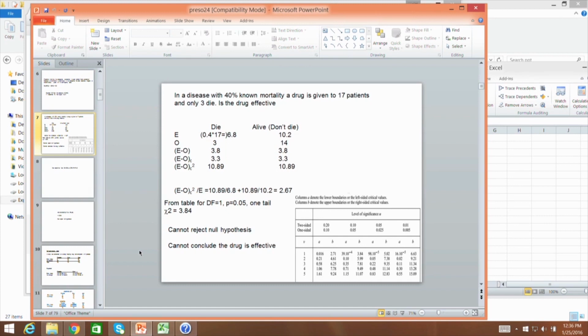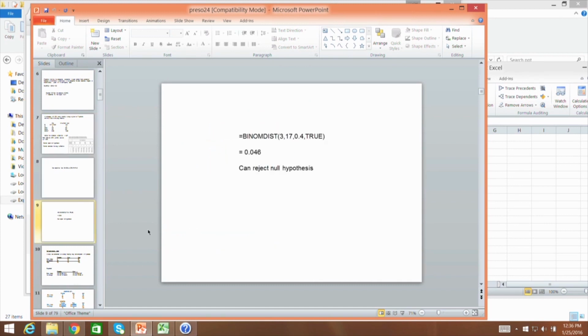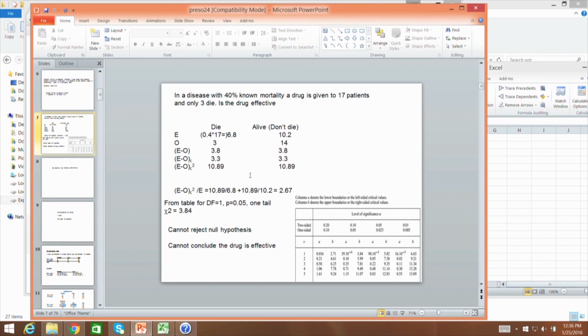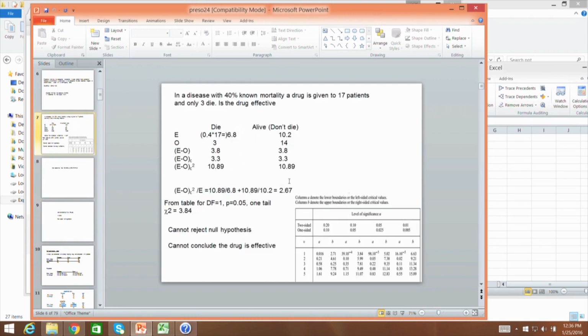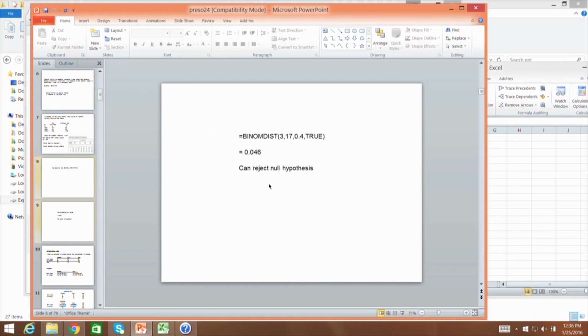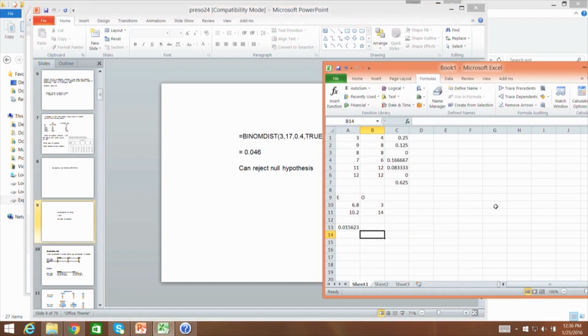Okay, let us look at another problem. Of course we can do the same thing using the binomial distribution also. What is the binomial distribution? We have 17 data points and we see 3 of them die. The probability is 0.4. Okay. So the probability is 0.4 and we can do this particular binomial distribution.